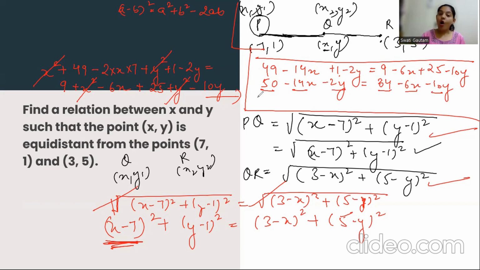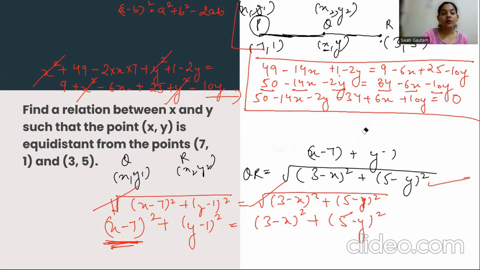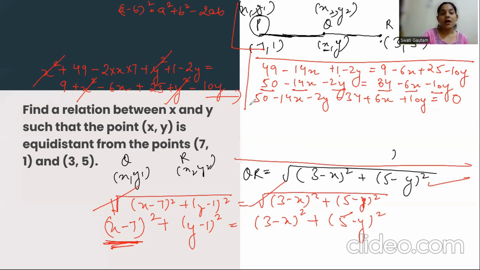Now what we will do, we will take all the terms to either the left or the right side. So we have 50 minus 14x minus 2y minus 34 plus 6x plus 10y. You know that when a term changes its side, its sign also changes. Plus becomes minus and minus becomes plus, right? Now, please understand one thing. 50 will solve with minus 34, they are like terms. So what is 16? Minus 14x plus 6x is minus 8x, and minus 2y plus 10y is plus 8y, which is equal to 0.